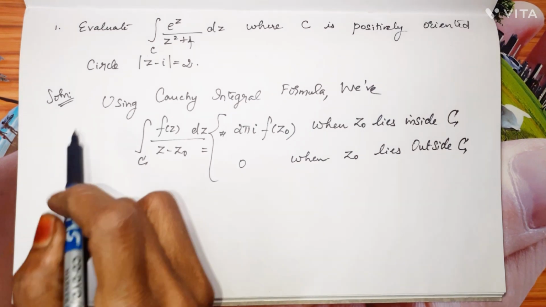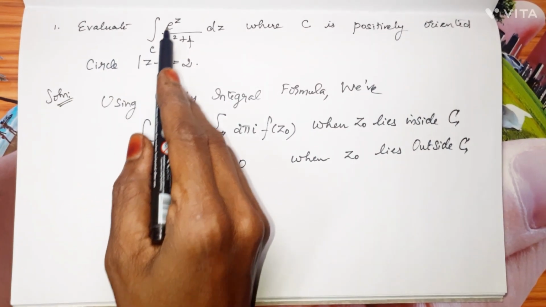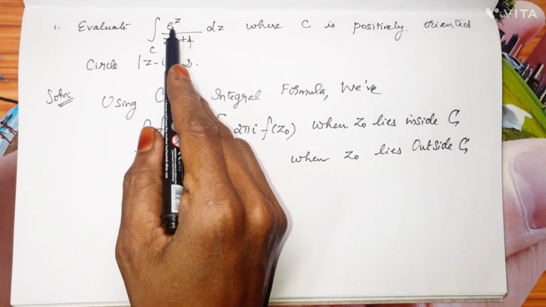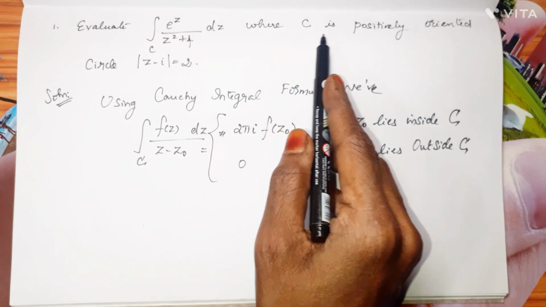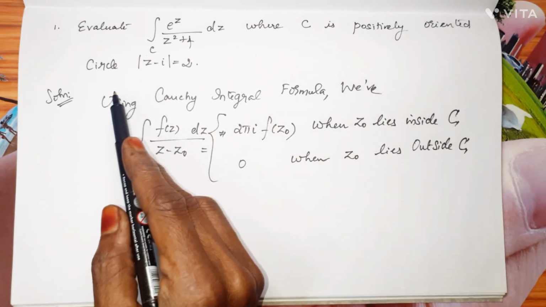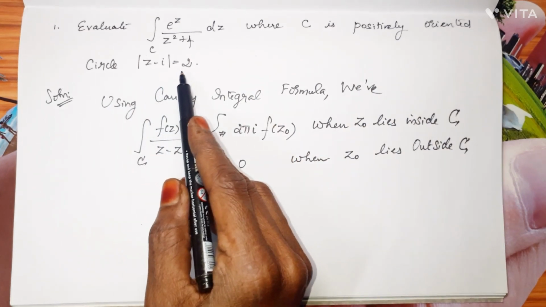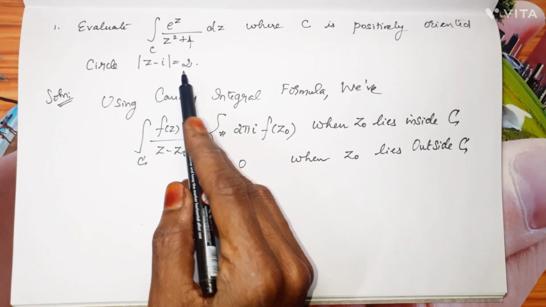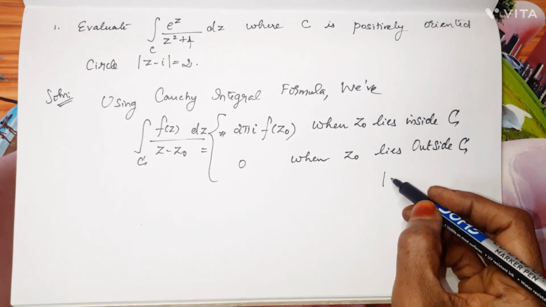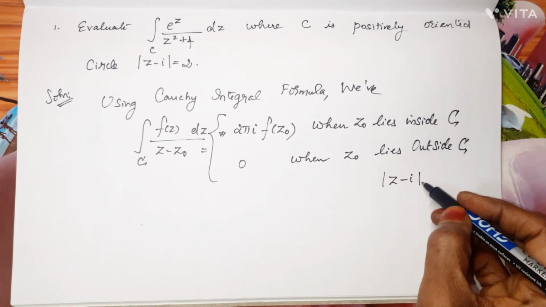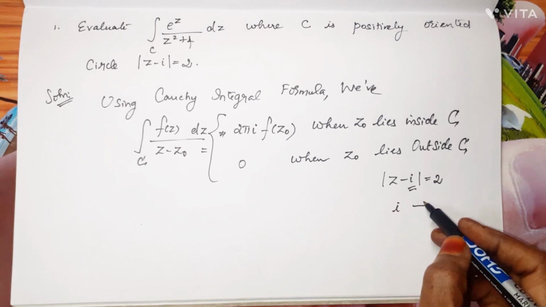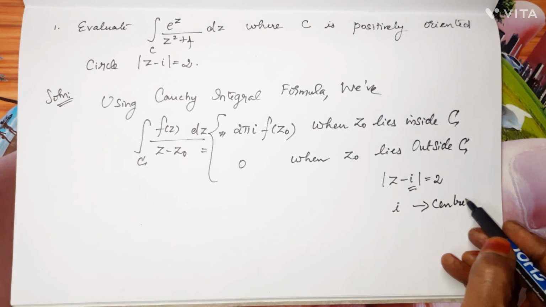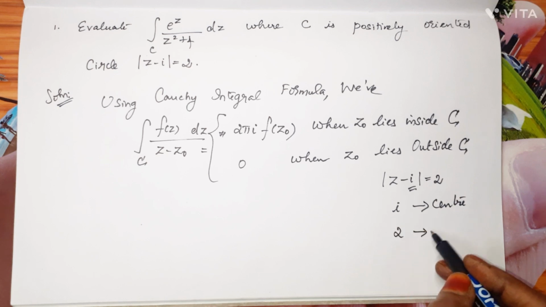Hello students, now we are going to evaluate the integral over C of e power z by z squared plus 4 dz, where C is the positively oriented circle modulus of z minus i equal to 2. The given circle is modulus of z minus i equal to 2. Already we know that i is the center and 2 is the radius.